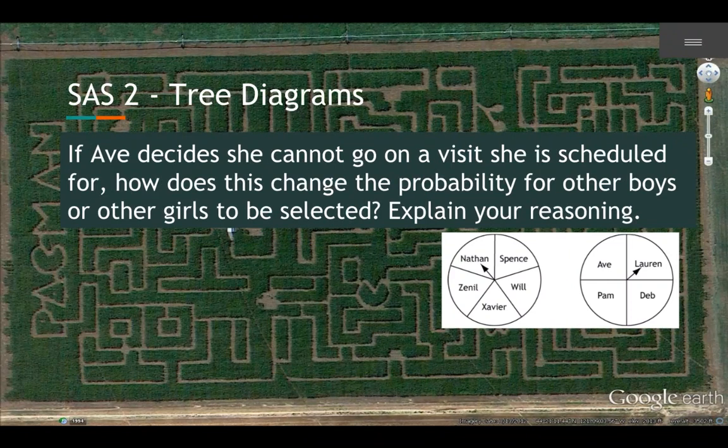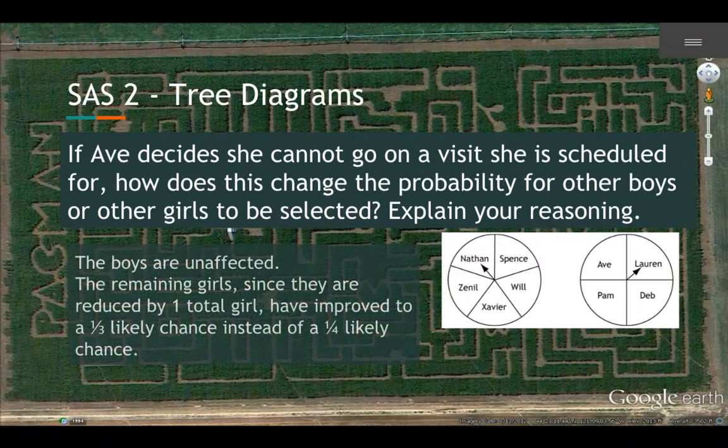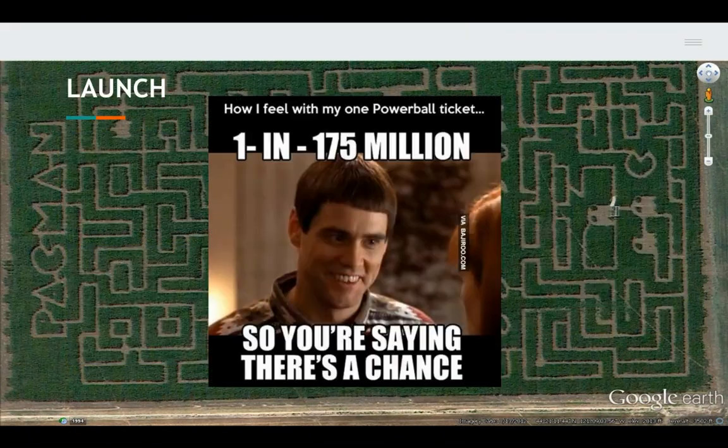If Ivy decides she can't go on a visit she's scheduled for, how does this change the probability for other boys and other girls to be selected? We have to explain the reasoning. The boys are unaffected because we're talking about taking a girl away, not a boy. So the boys are unaffected. Still going to have a 1/5 chance for any boy. So the remaining girls, since they have reduced by 1 total girl, have improved to a 1/3 likelihood for each one instead of just a 1/4.